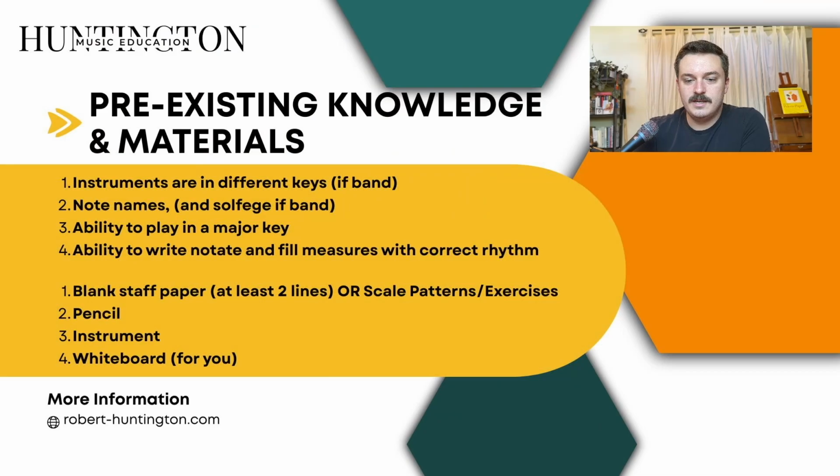Things you'll need: staff paper. You're going to need more than 2 lines at this point. You're going to need at least 5, I would say, lines for what we're going to do in this video. Pencil. If you want to play along on an instrument, awesome. Grab an instrument and play along. And when you're teaching this to your students, you're going to need a whiteboard with staves on it, or you're going to need the ability to project onto a projection screen for your students to follow along.